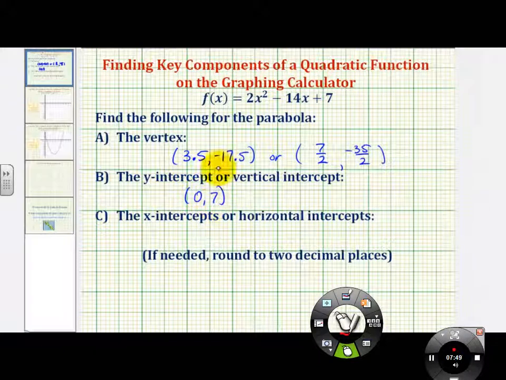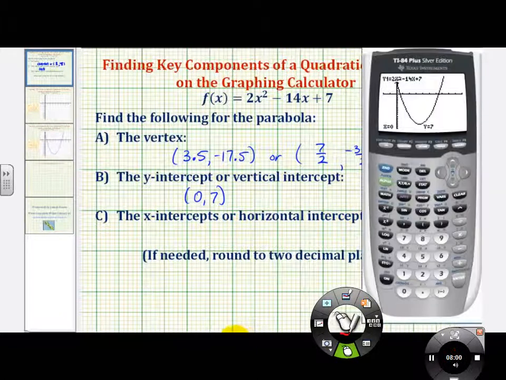Of course, we could also just find f of 0. If we sub 0 for x, notice how the function value would be 7. And now we'll find the x-intercepts or horizontal intercepts. Notice how we have one here on the left and one here on the right. You can only find one at a time.